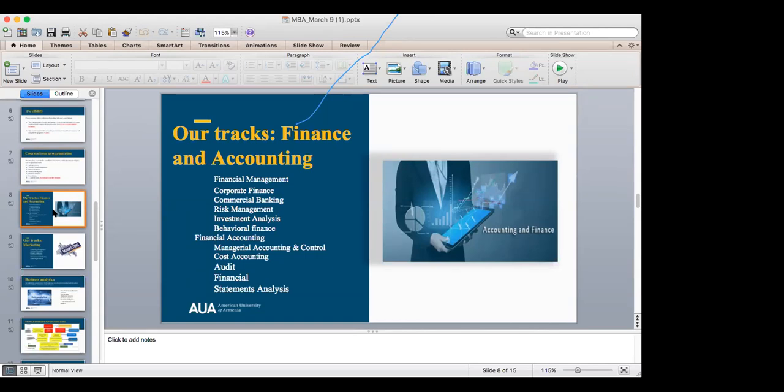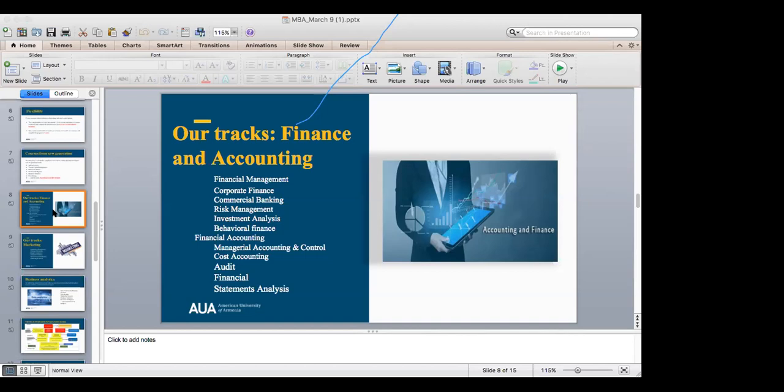Concentrations, or tracks, in other words, are areas of specialization within the professional MBA degree that we have, which means for some students, it might be quite important to take more advanced topics or more select courses which are reflective of their current professional gaps, and they're further going to be facilitating their ability to get promoted in their workplace, or altogether to make an industry shift.